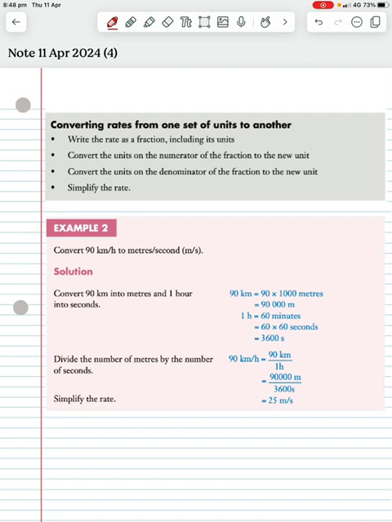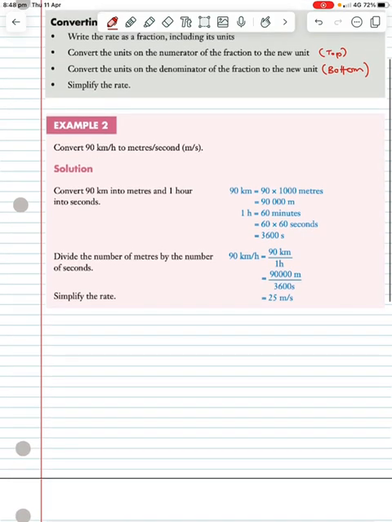So before we jump into the examples, I just wanted to go over how we convert rates from one set of units to another. The first thing we want to do is write the rate as a fraction, including its units. We then want to convert the units on the numerator of the fraction to the new unit, and then we're going to convert the units of the denominator. So remember, our numerator is our top number, and our denominator is our bottom number. And then, if we can, we're going to simplify it. So let's jump in with example 2.